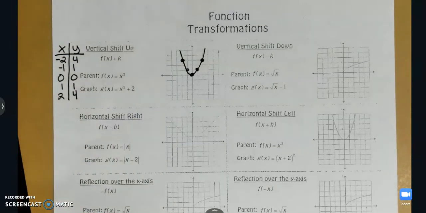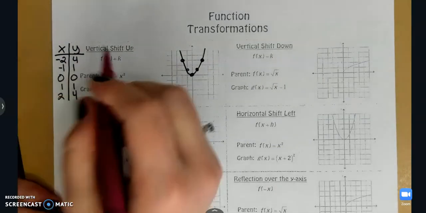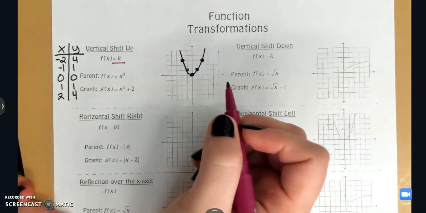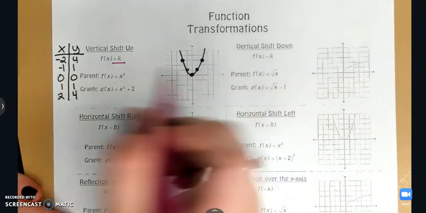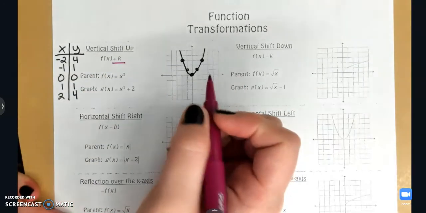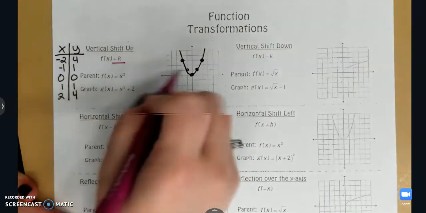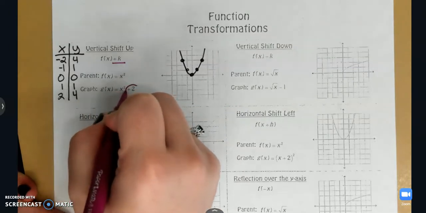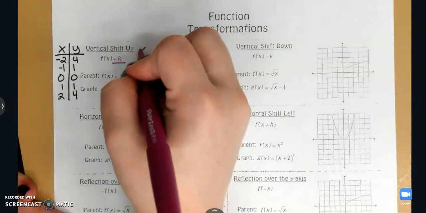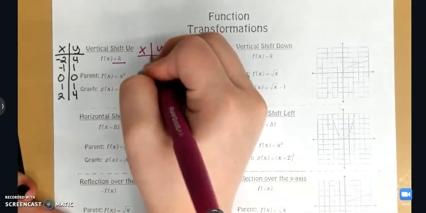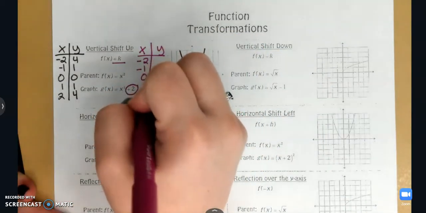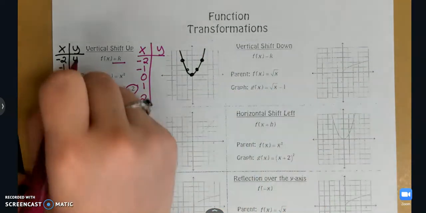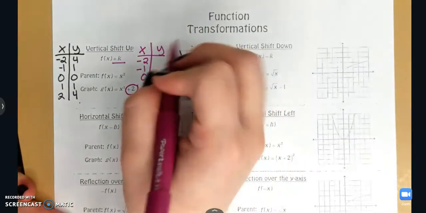Now a vertical shift up is indicated by adding a constant outside of the function, so outside of our parentheses at the back end. So when we shift up, we're changing our y values, and here we're told we want to shift up 2. So for my transformed function, I'm just changing my y values, so my x values will stay the same, and I'm going to add 2 to each of my y values.